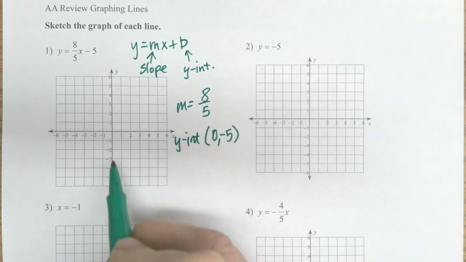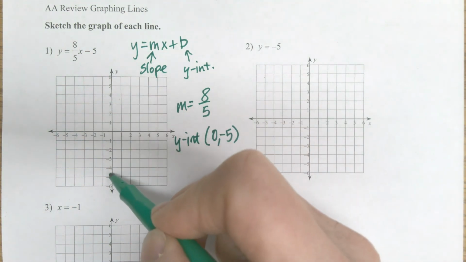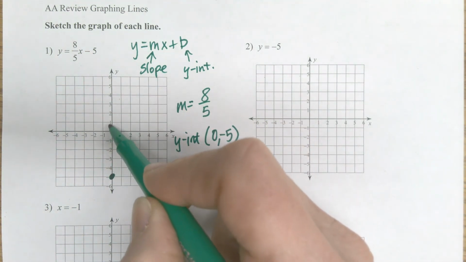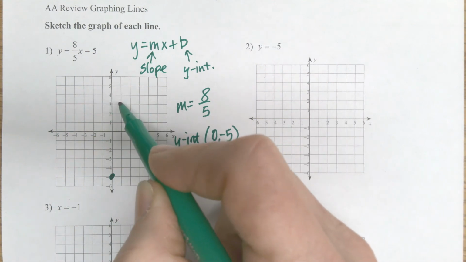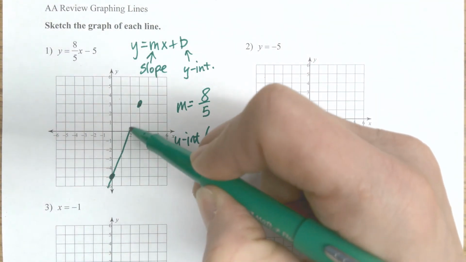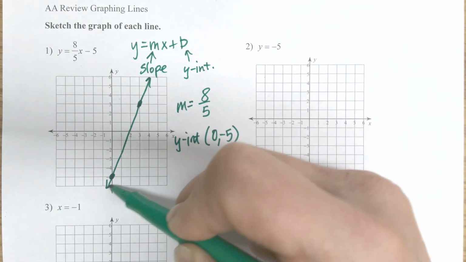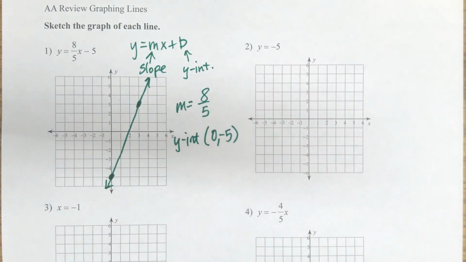So I go to 0, -5, I make a point, and then I take my slope from there: up 1, 2, 3, 4, 5, 6, 7, 8, over 5. 1, 2, 3, make my other point, and to the best of my ability, connect my points to make my line. So my slope and my y-intercept will give me my line pretty nicely.